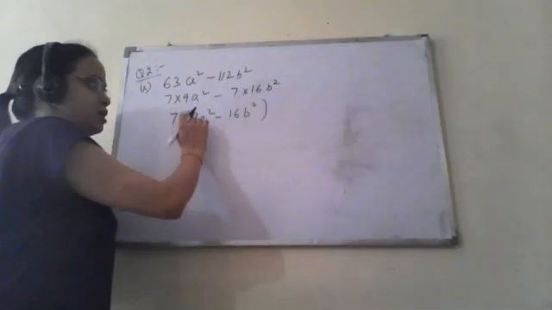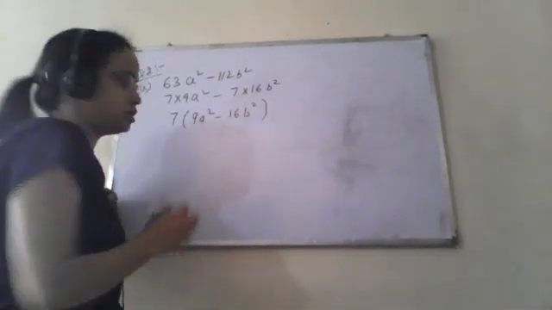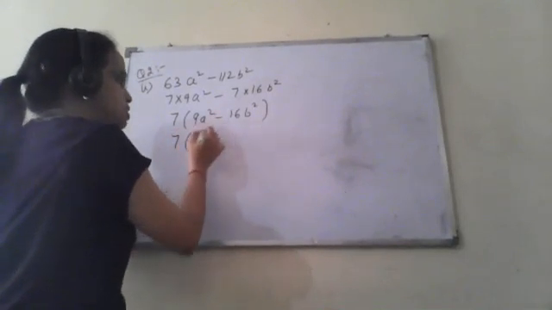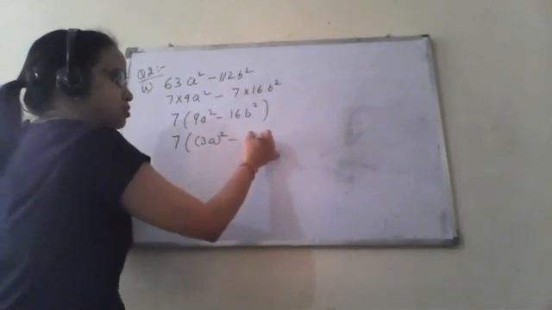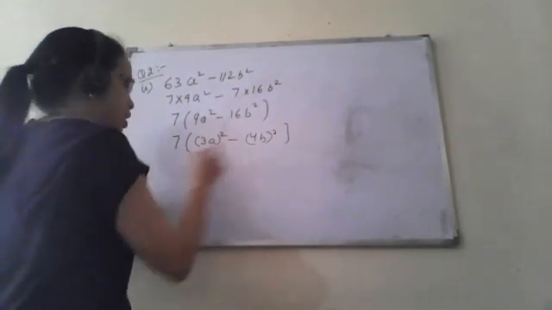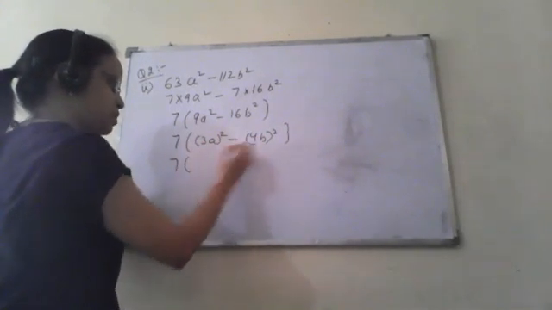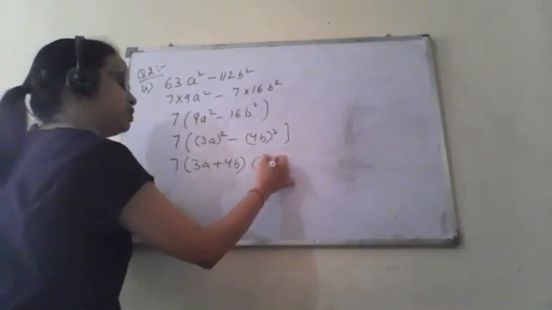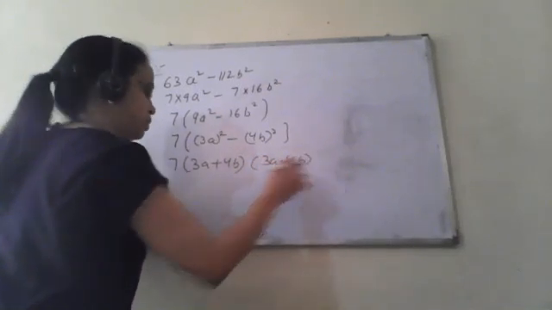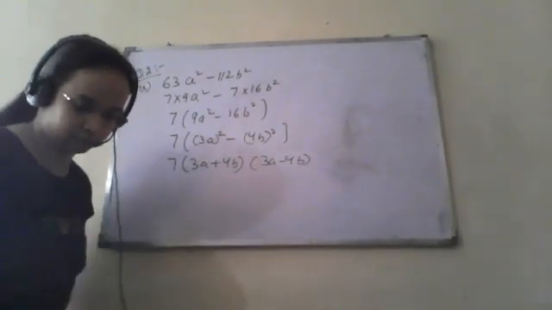Now we see this 9 and 16, these are squares of some numbers. So this 9a square can be written as 3a whole square. This is 4b whole square. Now we have a square minus b square. So what it is, a plus b, that is 3a plus 4b, and 3a minus 4b. So these are the factors. Now next part.